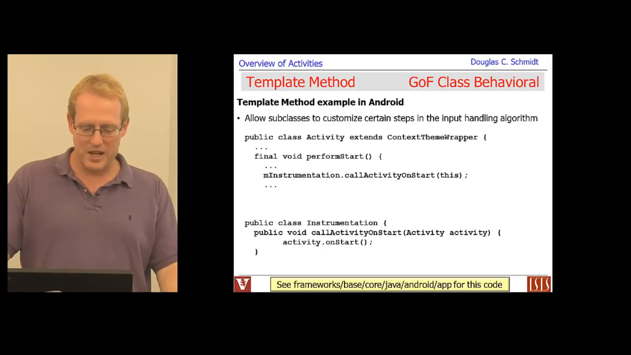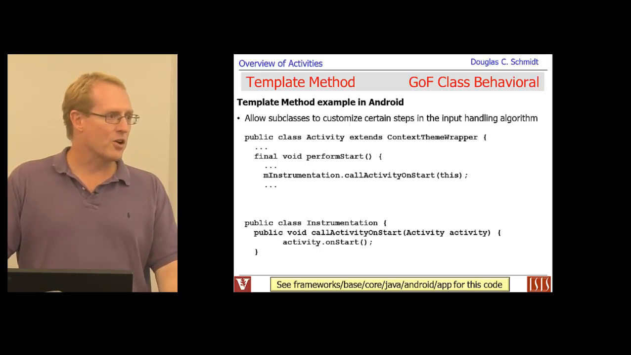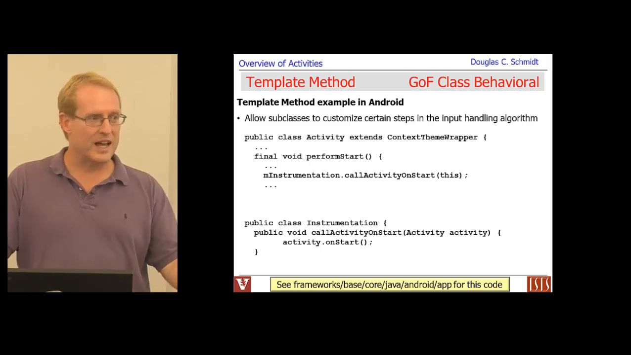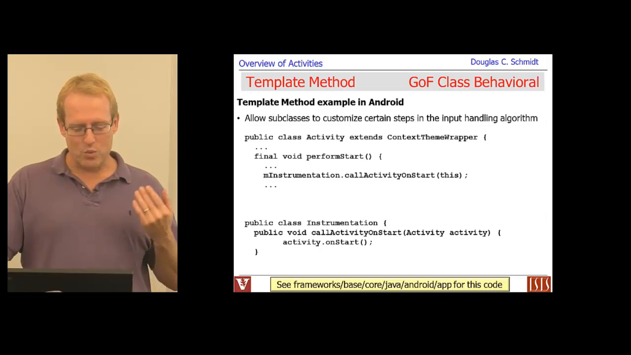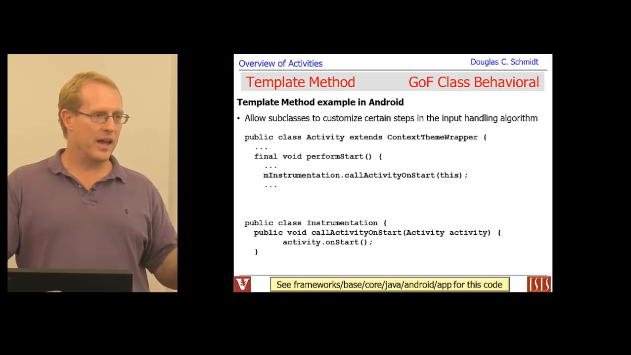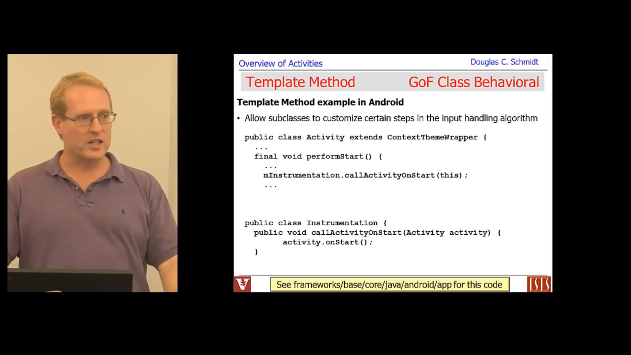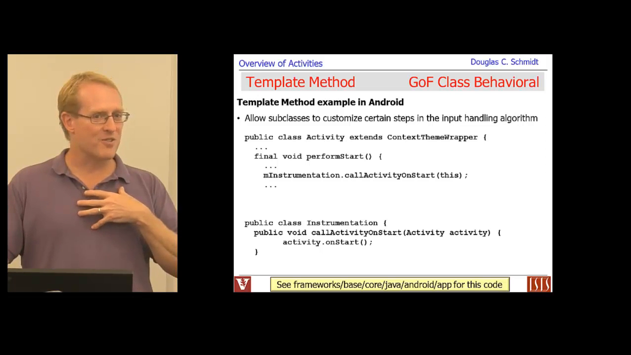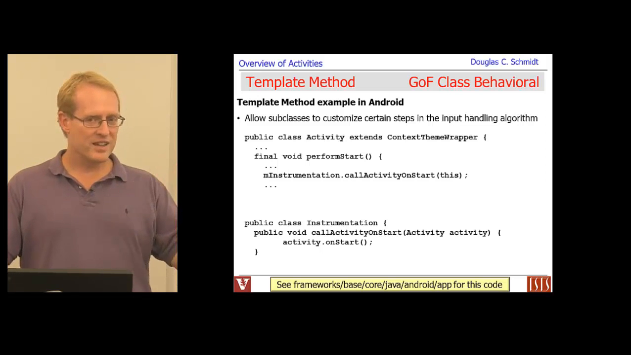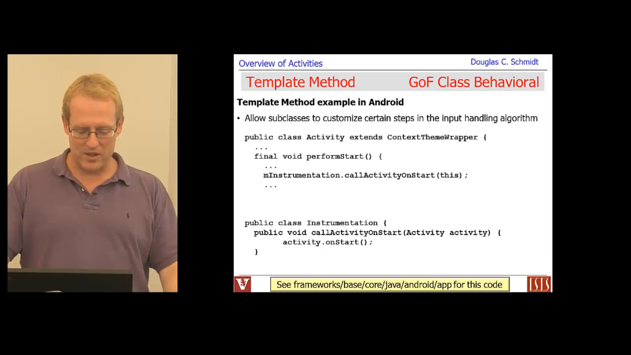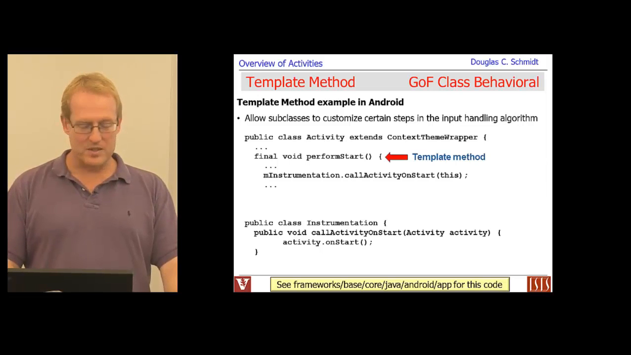It's the final implementation. That's called perform start. If you go and look at the perform start method, it's probably 2 or 3 lines long. It's got a lot of stuff going on in there. One of the things it does while it's running is it calls out to mInstrumentation, which is just a data member, dot callActivityOnStart, and it passes itself in, passes the activity, this method, in to that method. And so that's the template method.